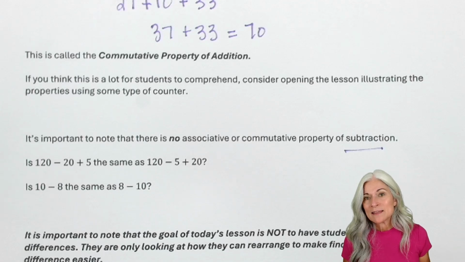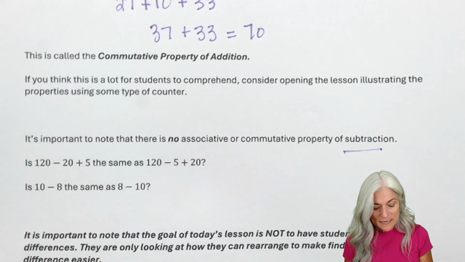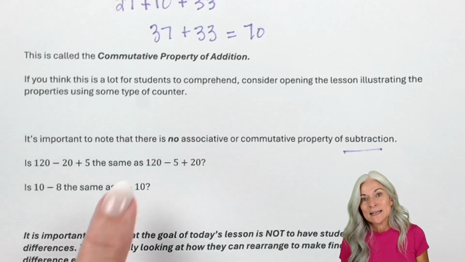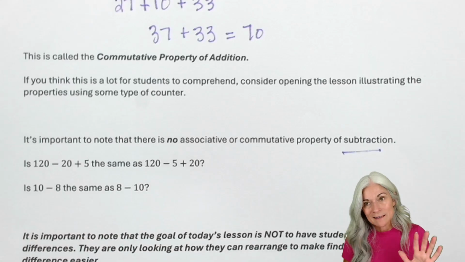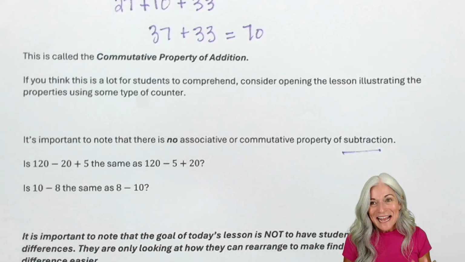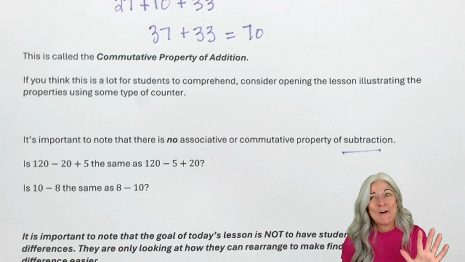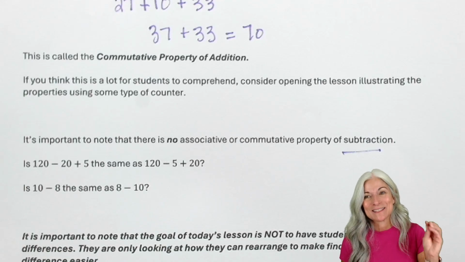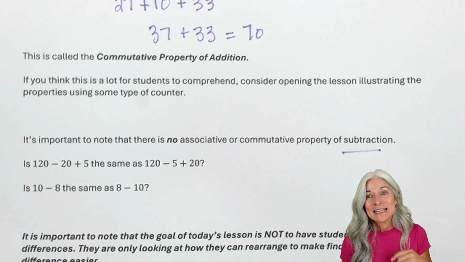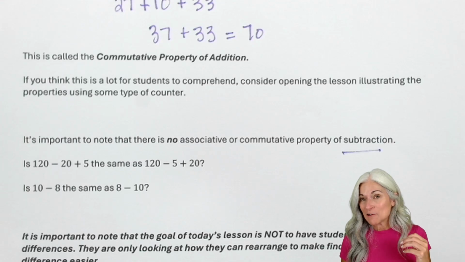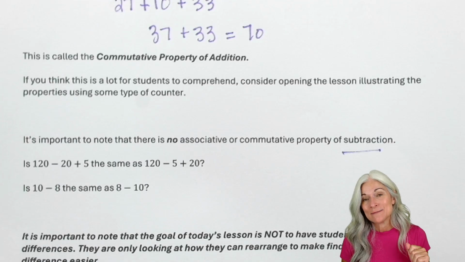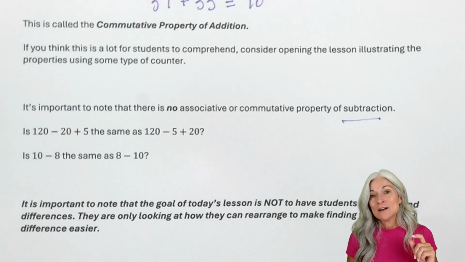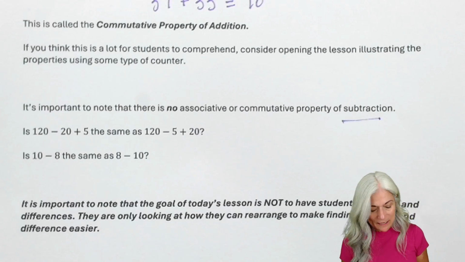Again, we wouldn't get the same answer, just like 10 minus 8 is not the same thing as 8 minus 10. This gets into negative numbers. Again, I am absolutely not suggesting that you address this with your students. Just maybe if you've got some advanced students that need a little extra challenge, you might ask them, is there an associative property or a commutative property of subtraction?